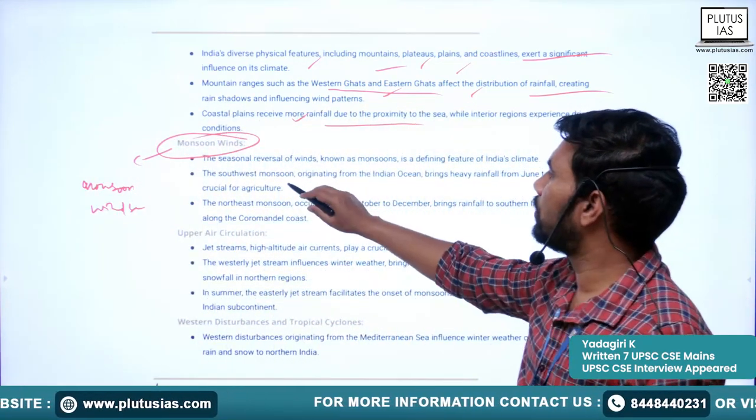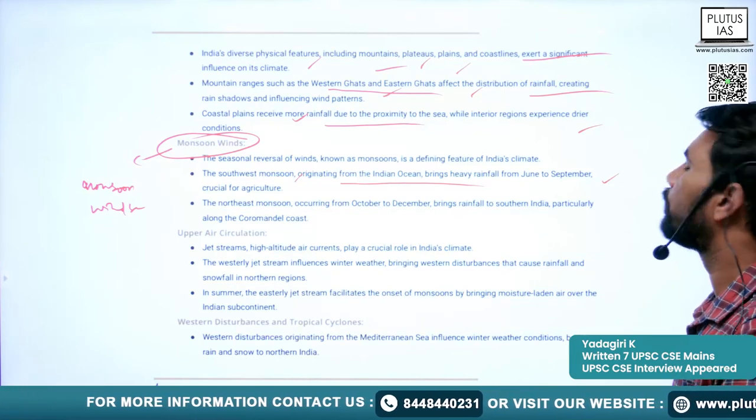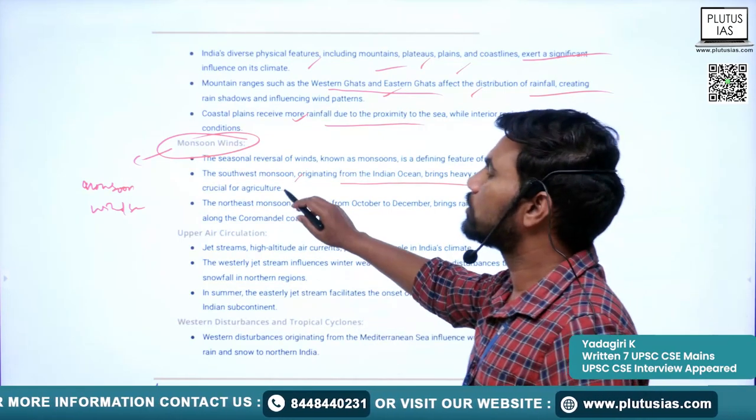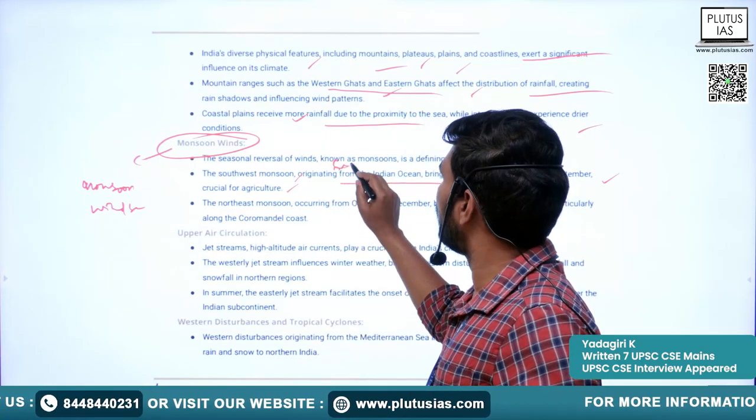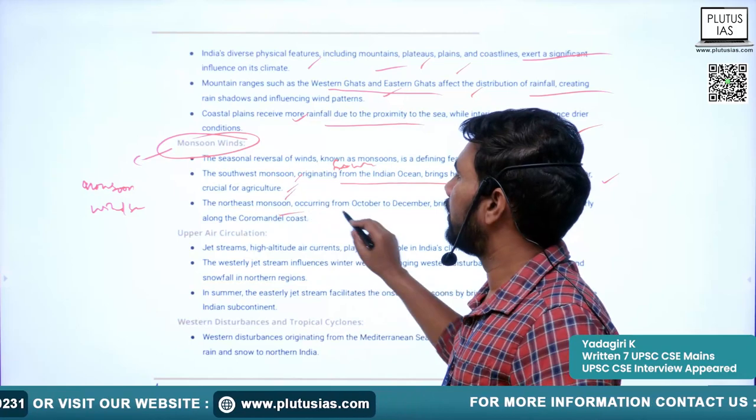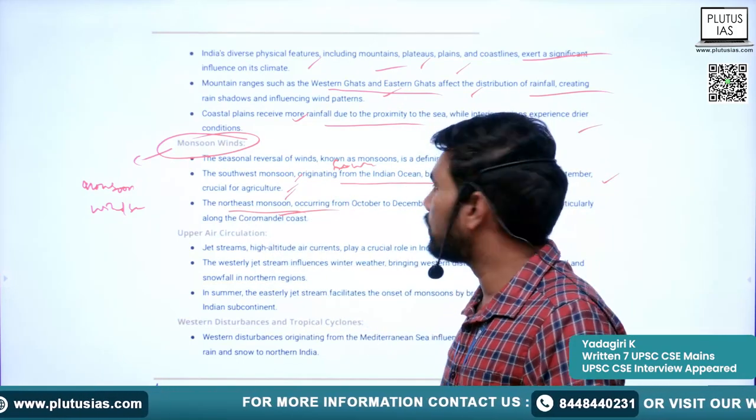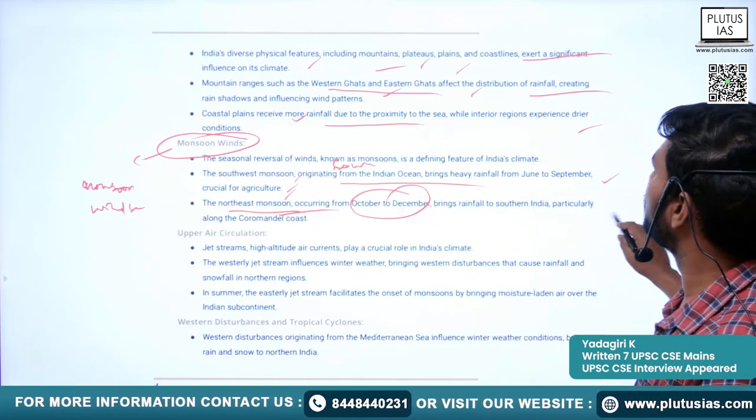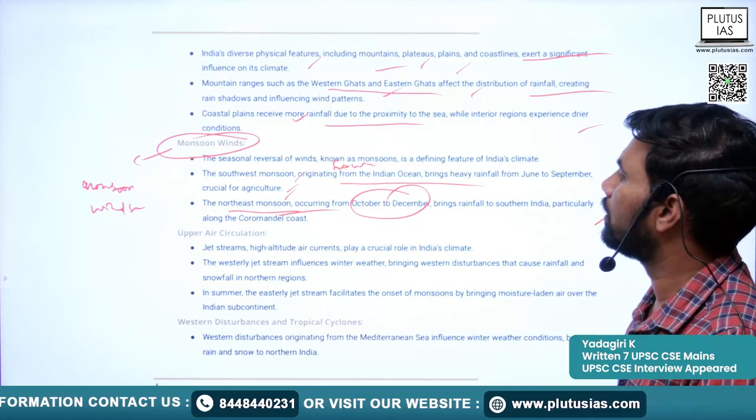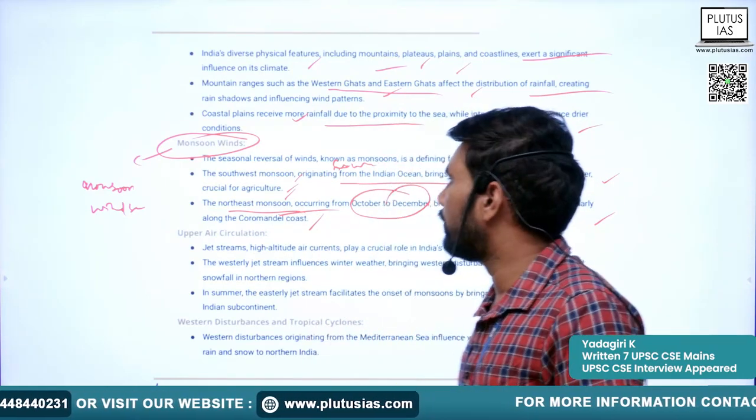So the southwest monsoon, originating from the Indian Ocean, brings heavy rainfall from June to September. It is crucial for agriculture. We call this the southwest monsoon. Next is the northeast monsoon. We also call it the reversal of the southwest monsoon. It occurs between October and December. It brings rainfall to the southern part of India, particularly the Coromandel coast, especially the eastern coast of Tamil Nadu.